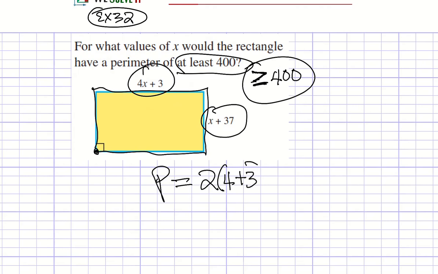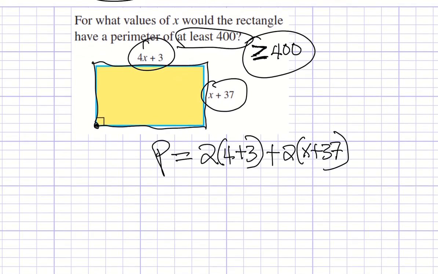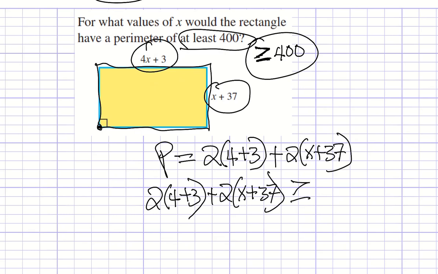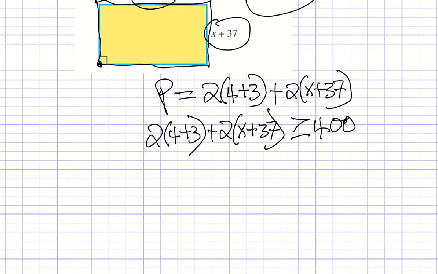So the perimeter would be 2 times 4x plus 3 plus 2x plus 37. You see that, right? That's the perimeter. But it says the perimeter has to be at least, so that means 2 times 4x plus 3 plus 2x plus 37 greater than or equal to 400. That's all they're saying there. If you can solve that, then you're done.